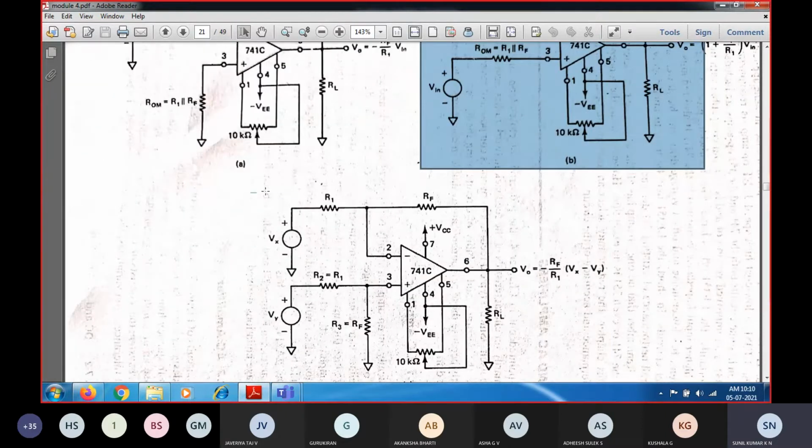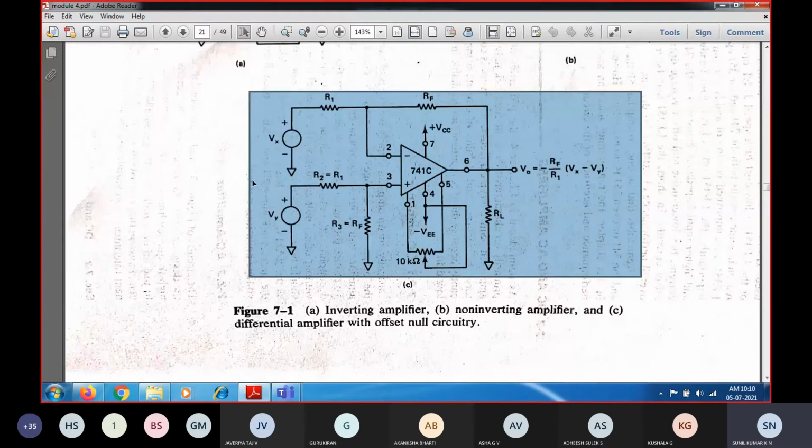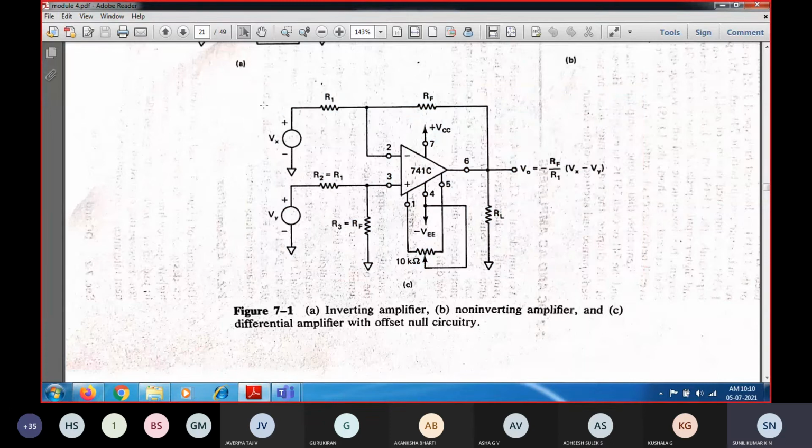Same thing for the differential amplifier with offset nulling terminal, which has been given. Differential amplifier, as I told, is a combination of inverting as well as non-inverting. For a differential amplifier, you will have two voltage sources. One voltage will be connected to the inverting terminal, and another voltage source will be connected to the non-inverting terminal. As I told, it works as a combination of both inverting as well as non-inverting. If I make Vy equal to 0, that means instead of applying a voltage source, I connect directly to ground, because this output voltage is a combination of these two voltages.